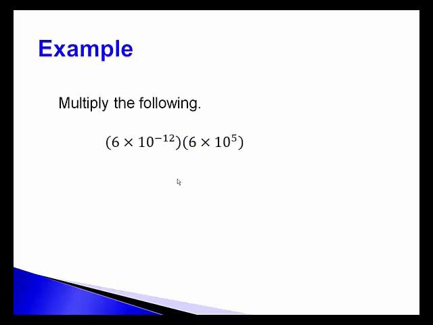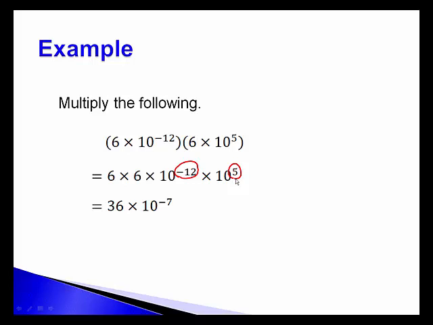This time we want to multiply 6 times 10 to the negative 12th power times 6 times 10 to the 5th power. Once again, let's regroup and let's put our 6's together and our 10 to the negative 12th times 10 to the 5th together. When we do that, we get 36 times, once again I want to remind you that negative 12 plus 5 is indeed a negative 7, so we end up with 36 times 10 to the negative 7th power.